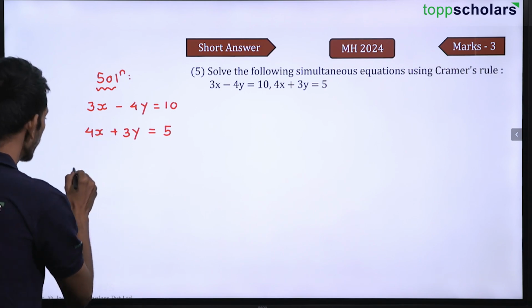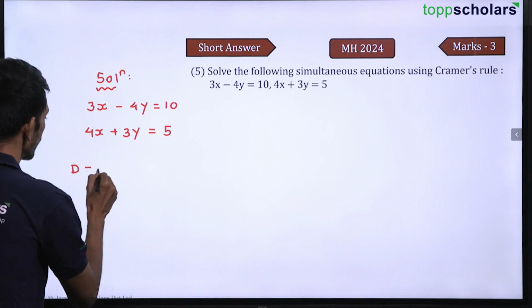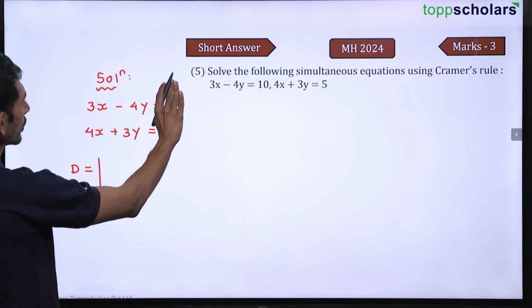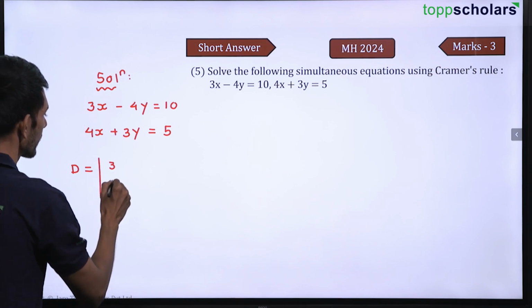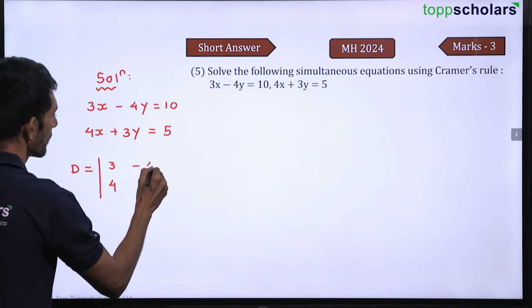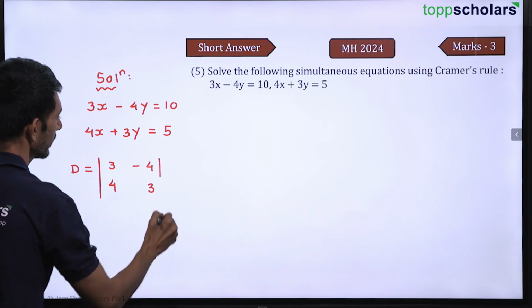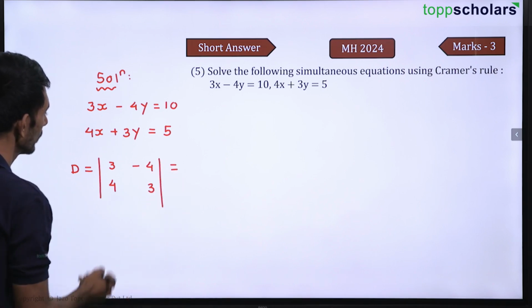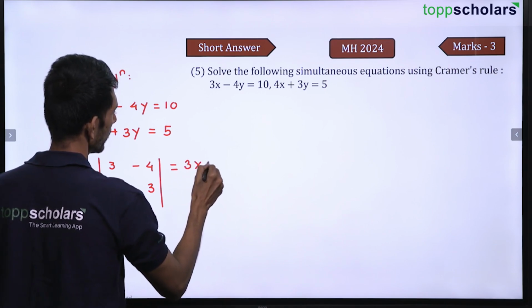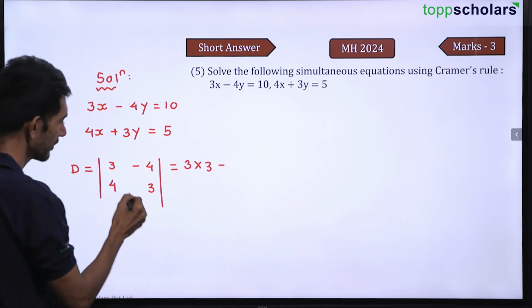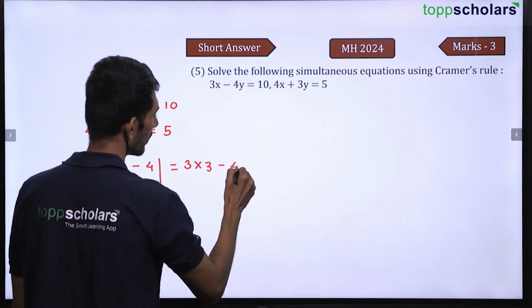So firstly what we can do is, we can find out D. How do we find D? Ignore the constants, write down 3, 4, minus 4, 3. 3, 4, minus 4, 3, right? That is equal to 3 into 3 minus 4 into minus 4.